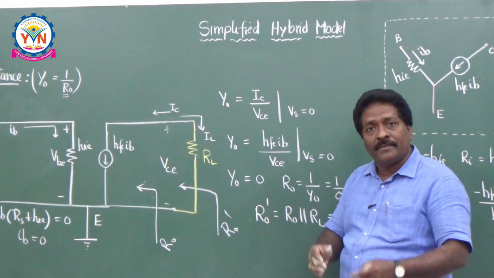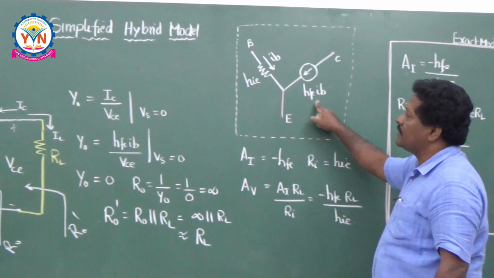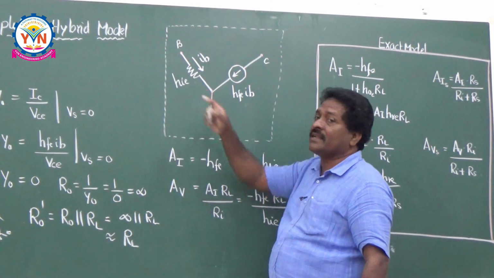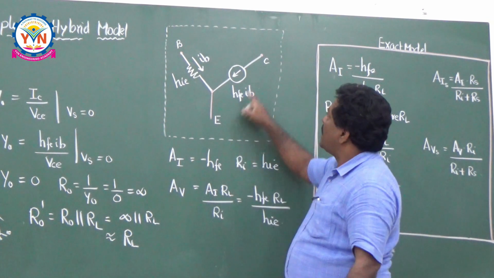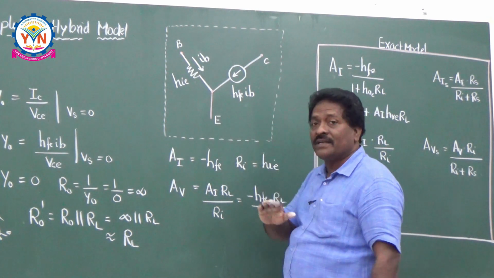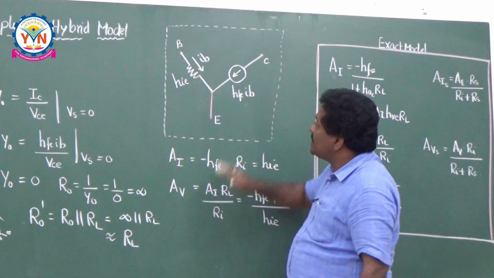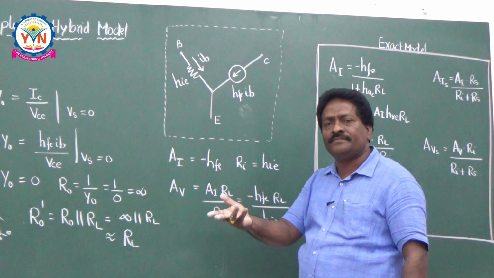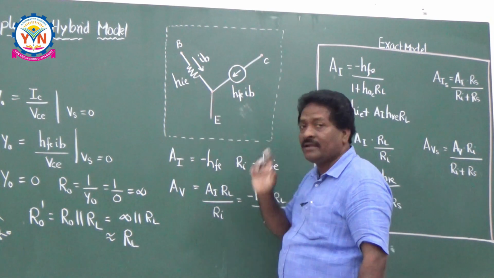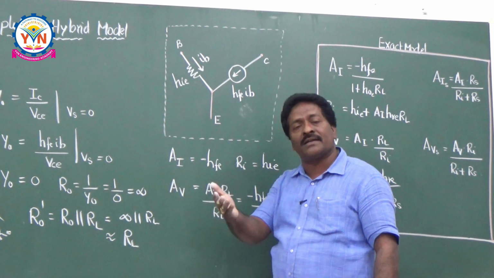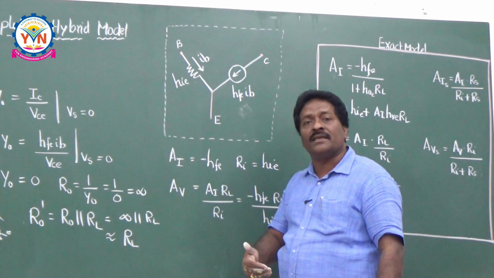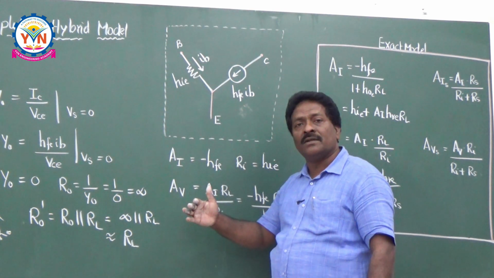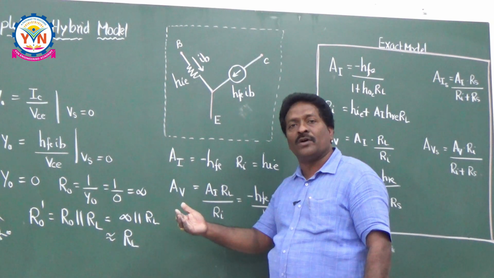Now, let us apply this simplified hybrid model. What do you mean by simplified hybrid model? Between the base and emitter you are always using a resistance HIE, and between the collector and emitter you are using HFE times IB, which is a current source. The same circuit can be used for any type of configuration. Even though it is given for the common emitter here, it can be used for common base or common collector configuration. So, now let us see how to calculate all these parameters for our common collector configuration, which is also called an emitter follower.